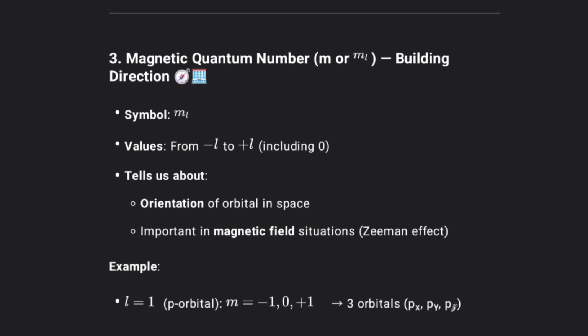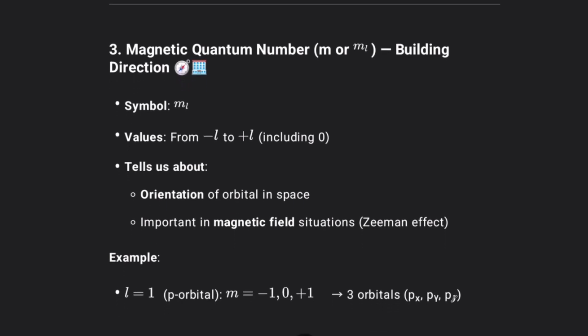3. Magnetic quantum number, m or m_l, the building direction. Values run from minus l to plus l including 0. It tells us about the orientation of the orbital in space, important in magnetic field situations, the Zeeman effect. Example: l equals 1, p orbital, m equals minus 1, 0, plus 1, so 3 orbitals: p_x, p_y, and p_z.